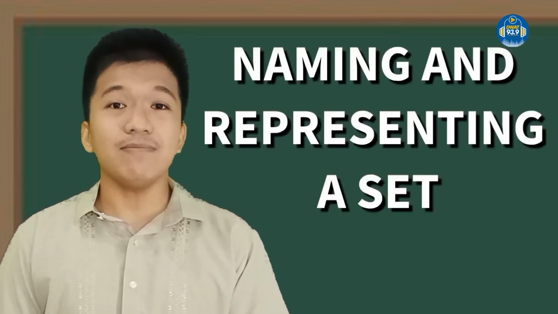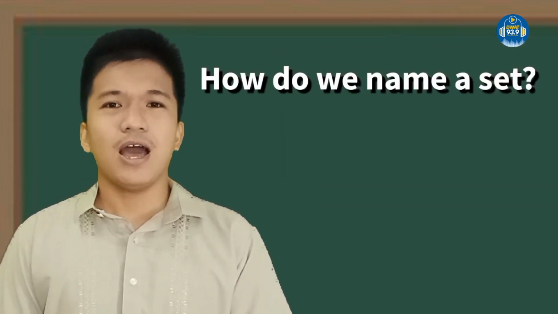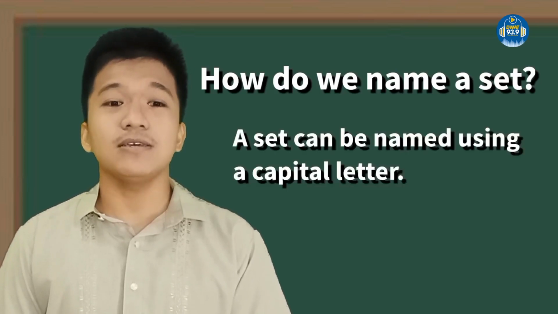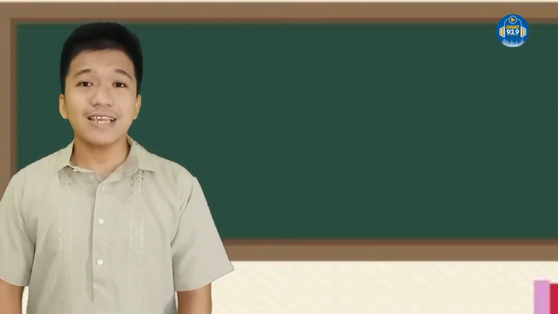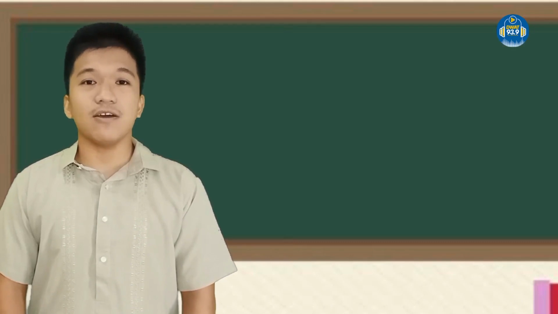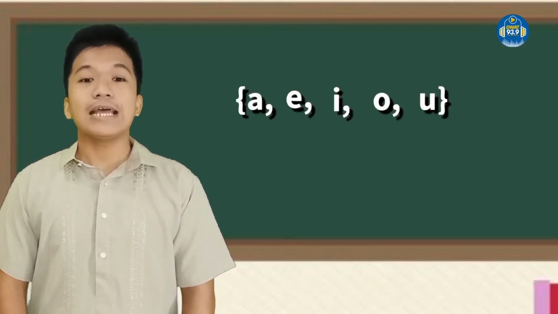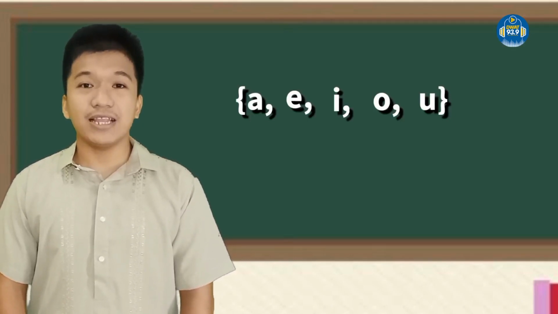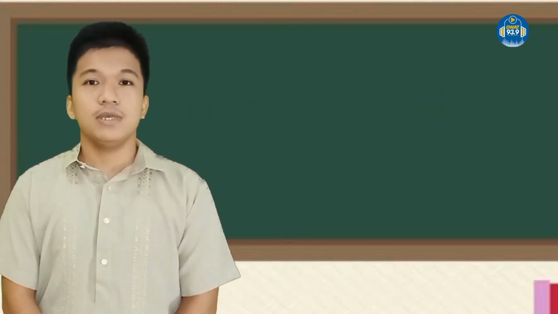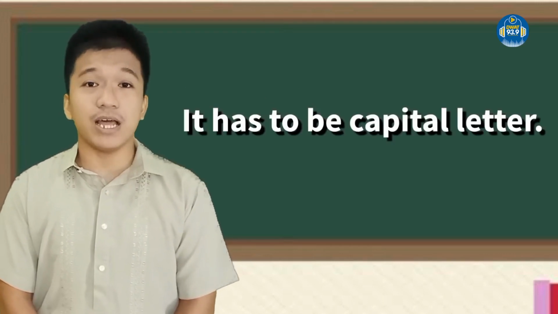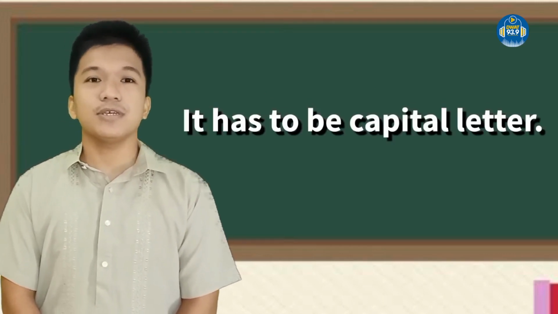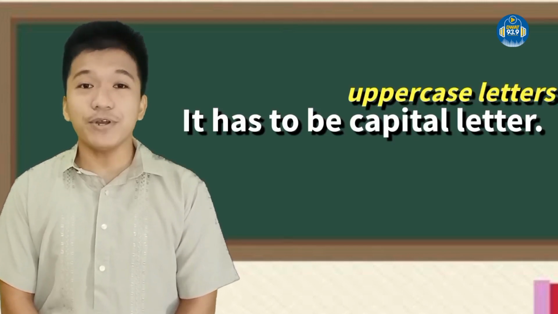Now, we move on to our next lesson, which is all about naming and representing a set. How do we name a set? Generally speaking, a set can be named using a capital letter. Let's have, for example, the elements of the set of vowels A, E, I, O, U. The set of vowels can be named by any letter. For instance, we can name it as set A. Remember that it has to be capital letter. Capital letters can also be referred to as uppercase letters.